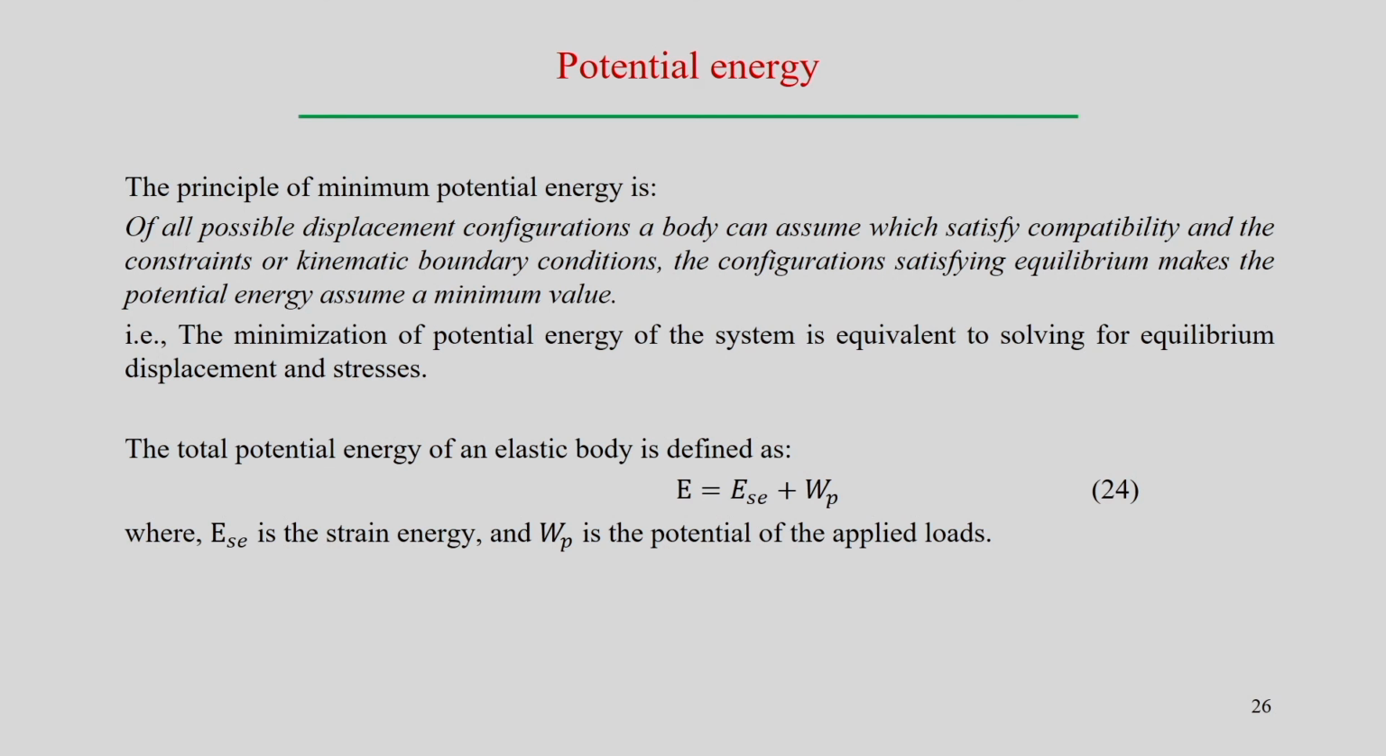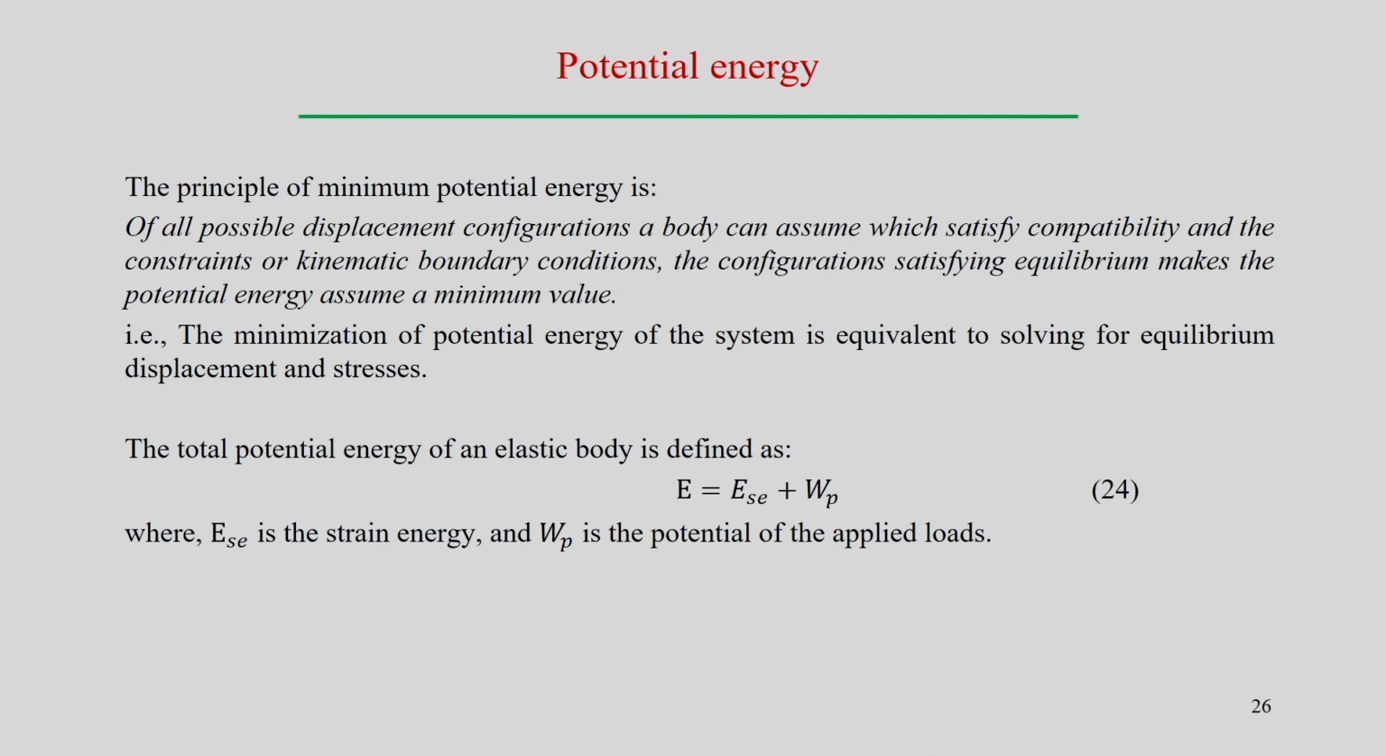Of all possible displacement configurations a body can assume which satisfy the compatibility and the constraints, or kinematic boundary conditions, the configurations satisfying the equilibrium make the potential energy assume a minimum value. Therefore the system assuming the minimum potential energy effectively indicates the equilibrium condition of this particular system. The system may be subjected to internal stress generation, some kind of external load, or some kinematic boundary condition can also be incorporated.